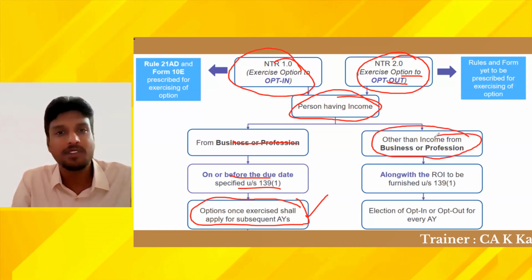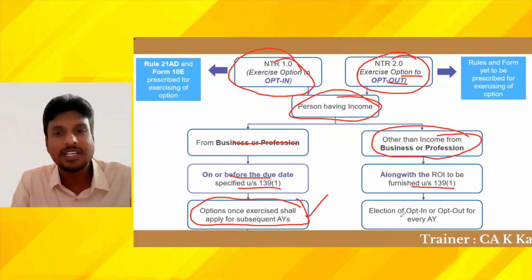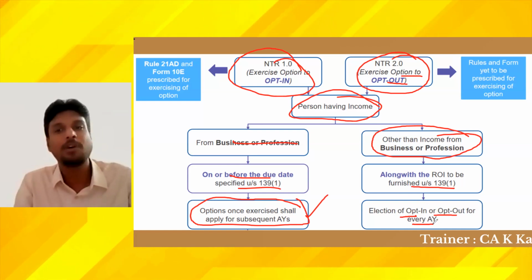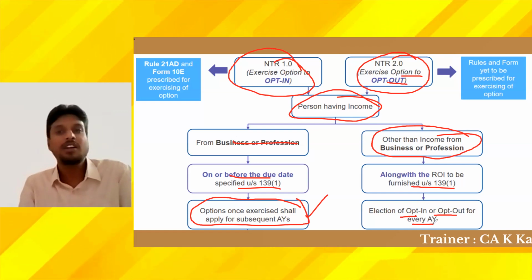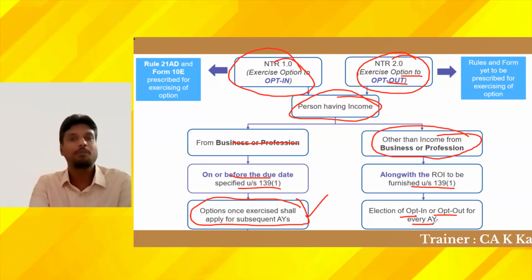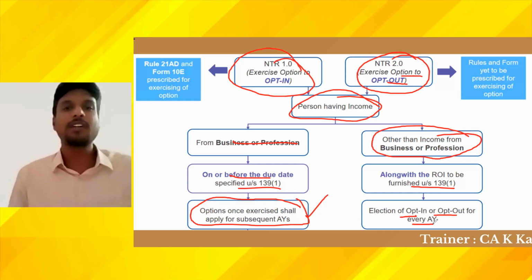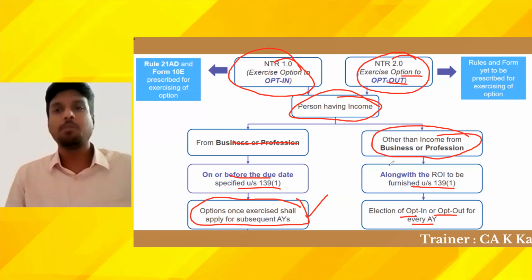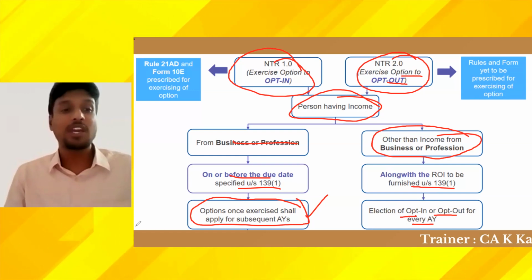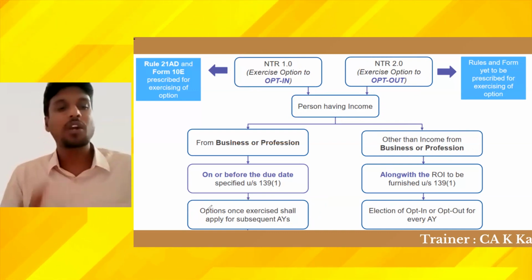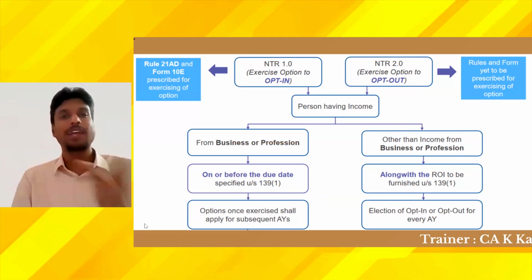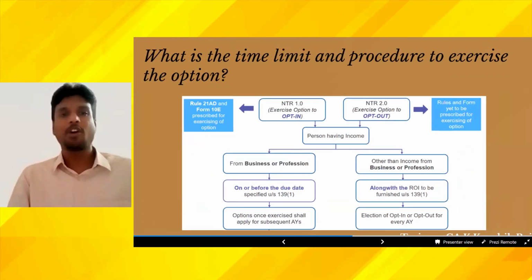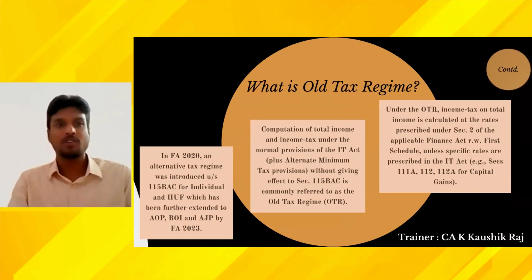Here, for those other than income from business or profession, along with the ROI to be furnished, the election of opt-in or opt-out is available for every assessment year. For business or profession, they will fall under the new tax regime. Others can switch in and switch out, but business or profession income holders have to remain under one regime. They cannot keep changing from one tax regime to another. They get only one option to exit, and once they exit, they don't get the option to come back in. So this is the methodology in which opt-in and opt-out will work under new tax regime 1.0 and 2.0.